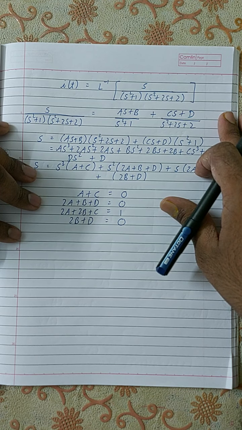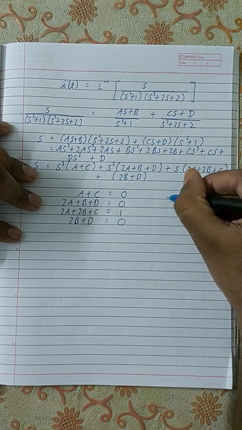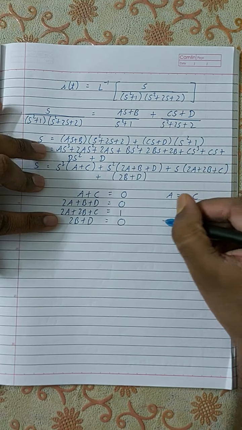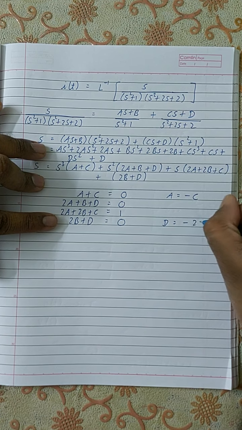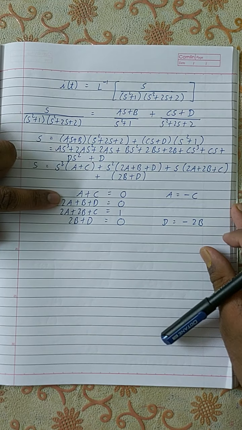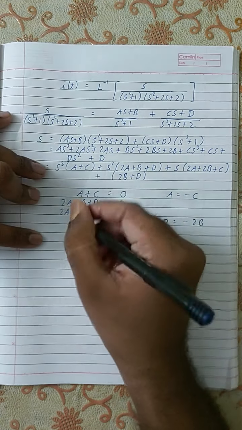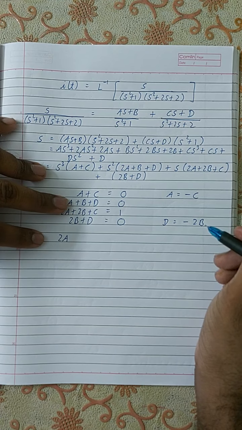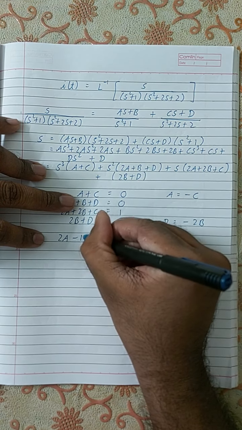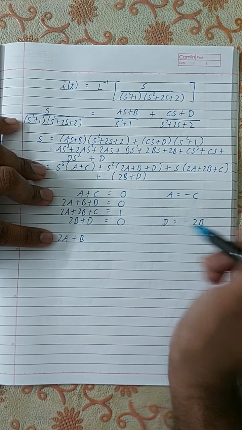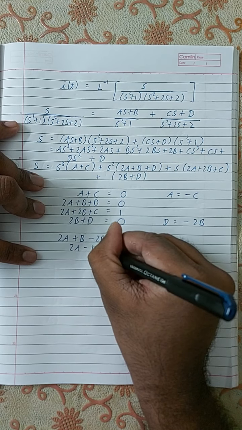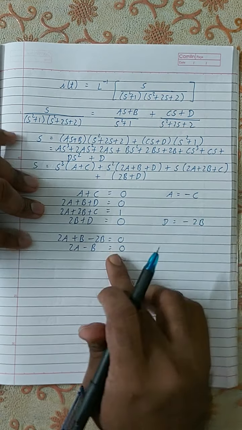So for me what I'm going to do is I'm going to say from here that A is equal to minus C. I'm going to make use of this equation, and also here I'm going to say that D is equal to minus 2B. I'm going to make use of these two equations. So in that case this equation will become 2A plus B minus 2B is equal to 0, or 2A minus B is equal to 0. This is one equation.